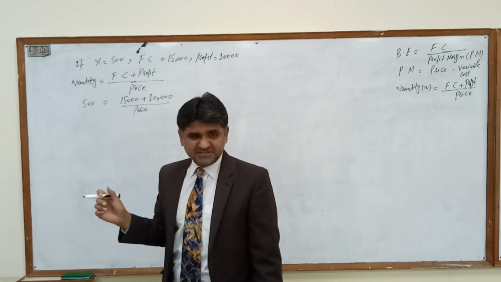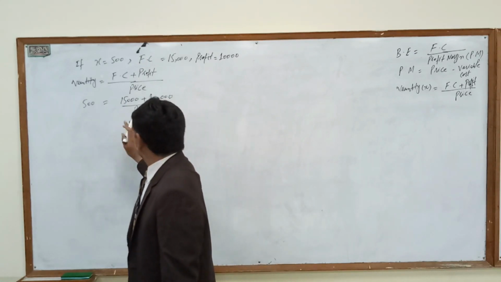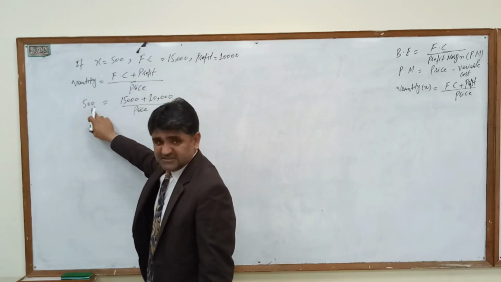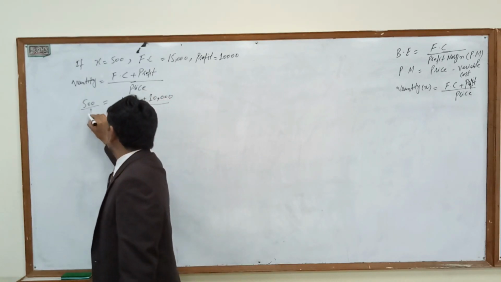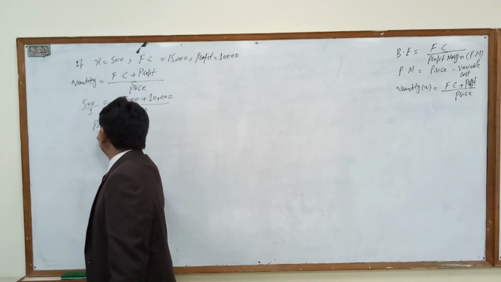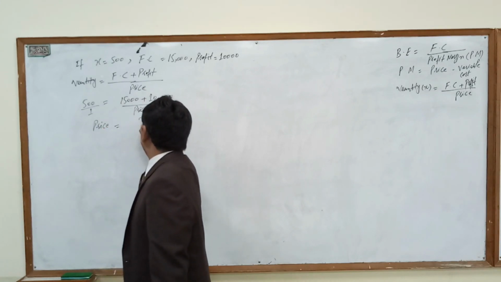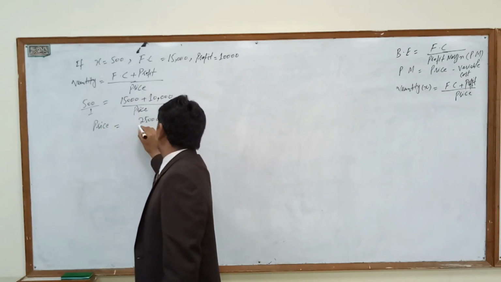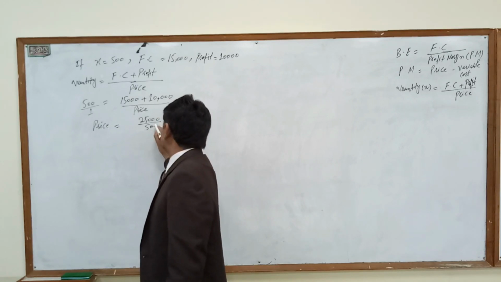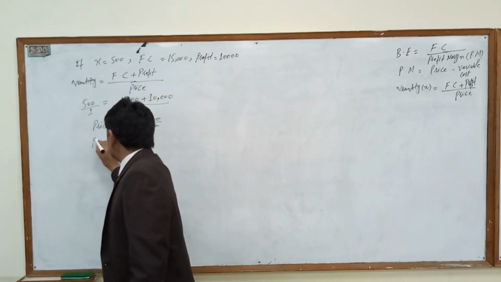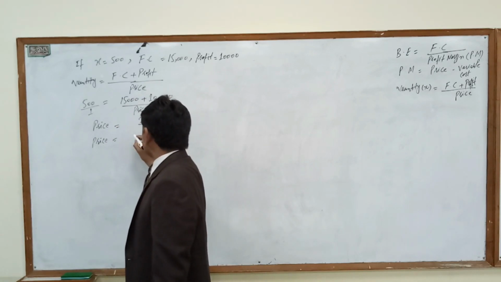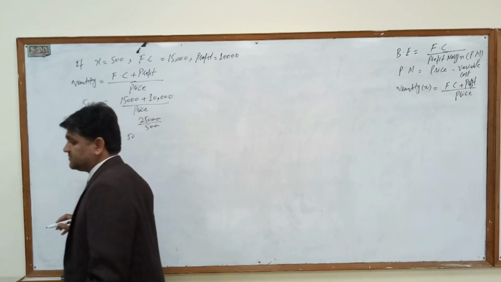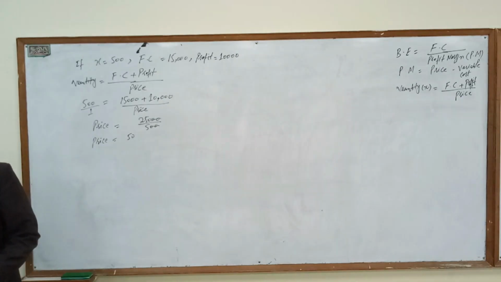you can revise your expressions. Okay, so we can shift here, price can be shifted, then we can divide by 500. Then price is equal to 25,000 divided by 500. So what's the exact price? 50 is the exact price.